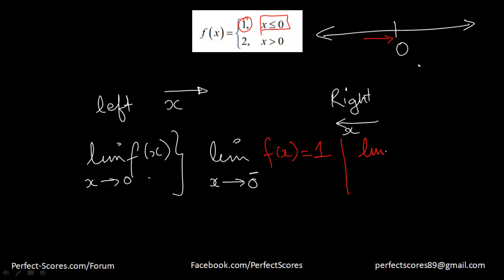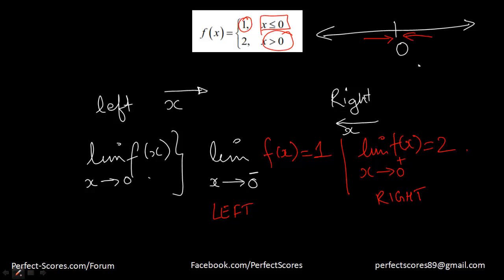And when I talk about the right hand limit, that is f of x reaching 0 from the right hand side, that is x greater than 0, the value of this limit is equal to 2. So this over here is known as the left hand limit, and this over here is known as the right hand limit. Now, what is the importance of the left hand limit and the right hand limit?